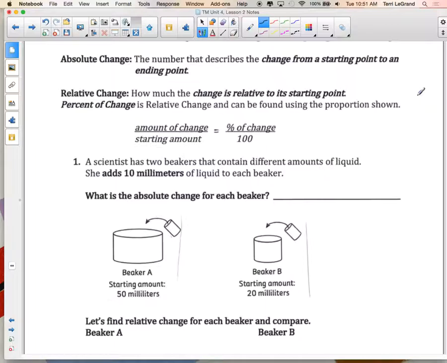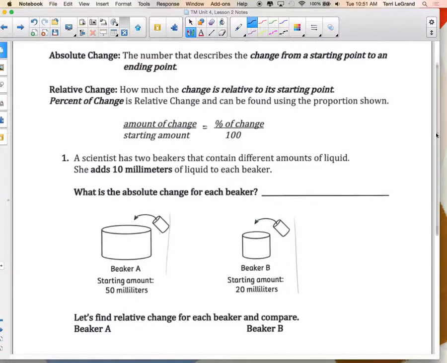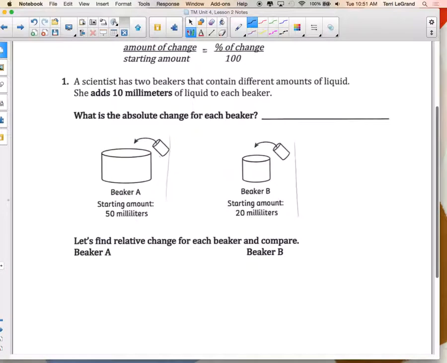Okay, what's going on in this problem? What's happening? Is there a teacher involved? What is the person involved in this problem called? What is this person called, Tyler? A scientist. Okay, what's the scientist doing?